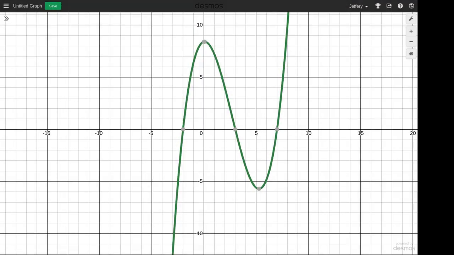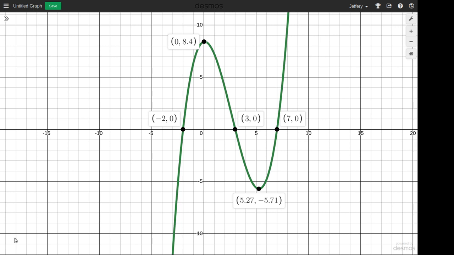I have a graph of a polynomial function here, and I want to find my equation for it. Well, there are some things I can say about it. It has 3 distinct roots or zeros, 2 turning points. So let me list this information down. I'll list it over here.